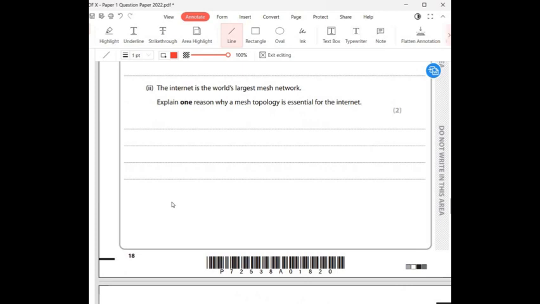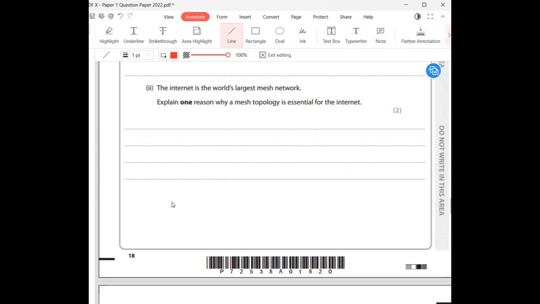Next one. Internet is the world's largest mesh network. Explain 1 reason why a mesh topology is essential for the internet. That's because it enables it to span a huge geographic area because additional nodes can be added to expand the coverage. Or you could say it can handle high volumes of data traffic because the data can travel via multiple routes. Or it needs to be scalable as mesh topology allows it to be decentralized with other nodes around them.